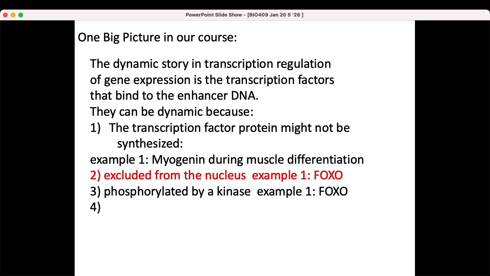As soon as they get made, they do their job. Two, Foxo. It gets excluded from the nucleus. There are several proteins that are transcription factors that can't do their jobs when they get excluded from the nucleus, because their job occurs inside the nucleus. That's our second example, and we can add to that list now.